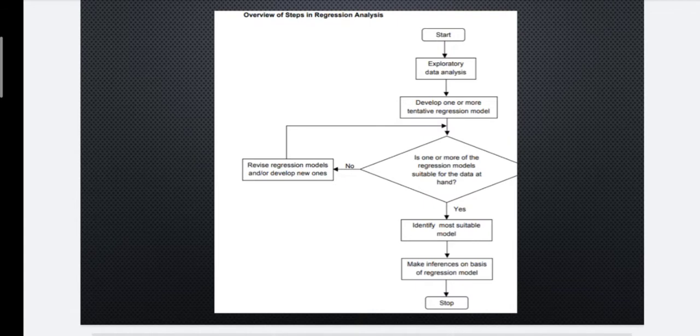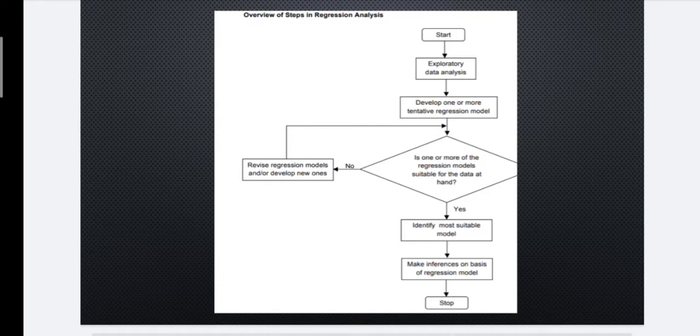So untuk nak gunakan regression analysis, first of all once we determine that this data suitable for regression analysis, we develop one or more tentative regression model. Sama ada nak guna linear model ke, ataupun nak gunakan quadratic, ataupun nak gunakan polynomial model. So kita develop dulu one or more regression model. And then, is one or more of the regression model suitable for the data at hand? So suitable ke tidak?